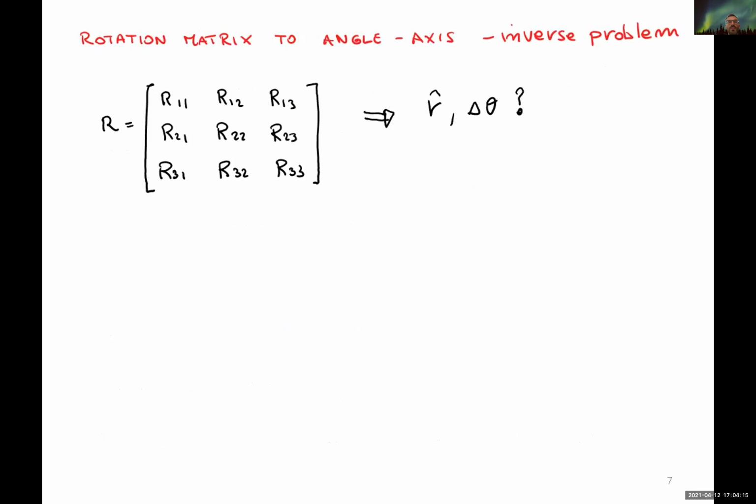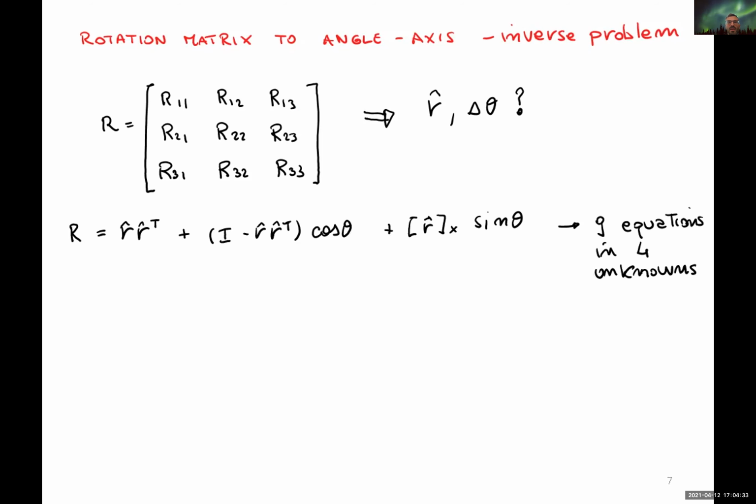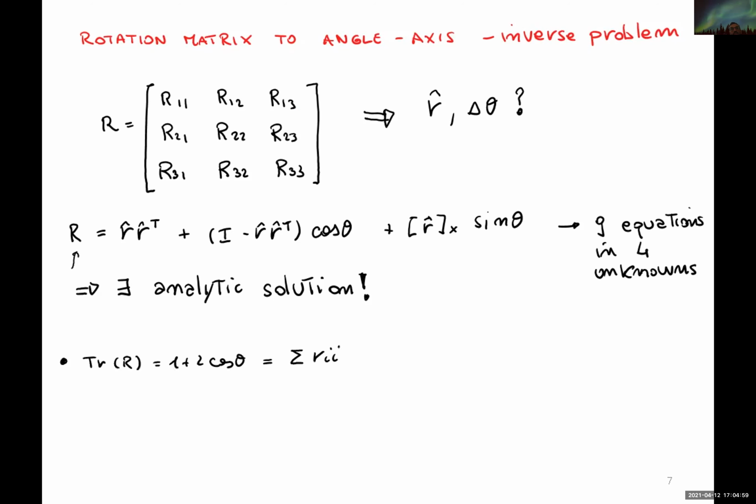Then the inverse problem: how do we compute the inverse problem? We have a rotation matrix, and we want to find the corresponding angle and axis. We call this the inverse problem. Again, I write the Rodriguez formula, and we see here that for each entry of the rotation matrix, we can write an equation in how many unknowns? 4, because we have theta and the 3 components of the axis. In general, we don't know how to solve this problem, but if we are talking about a rotation matrix, an analytic solution exists.